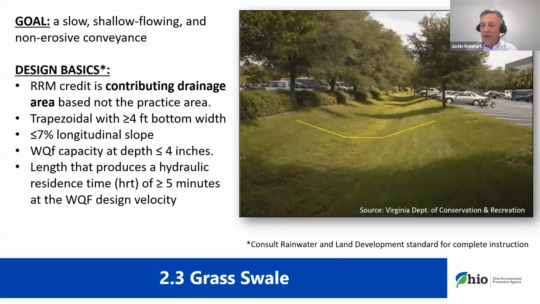It takes more than 5 minutes on average to create residence. Average residence time creates that 5-minute window, which allows for some soaking to occur. You don't have water just jetting through this like a stream, which allows the credit to be given. And that is the residence time requirement.